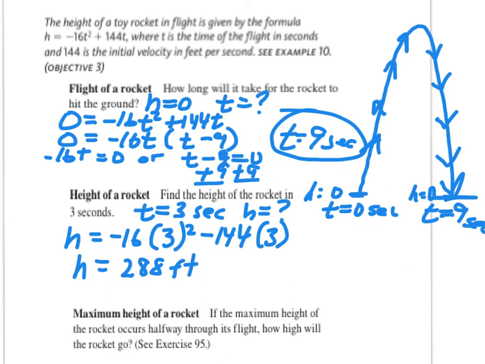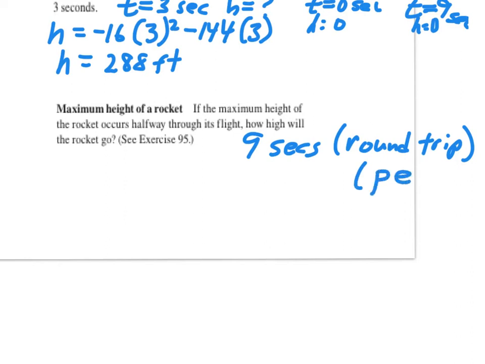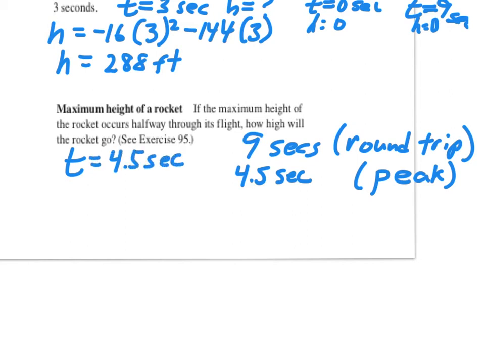Now, the next question I'm asked is, if the maximum height of the rocket occurs halfway through its flight, how high will it go? Well, let's remember that it took 9 seconds for the round trip. So half of 9 seconds, it'll be at its peak at 4.5 seconds.